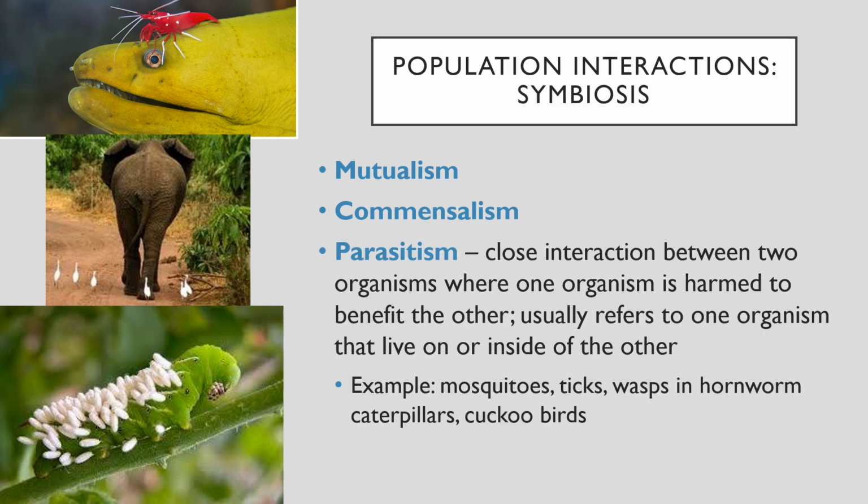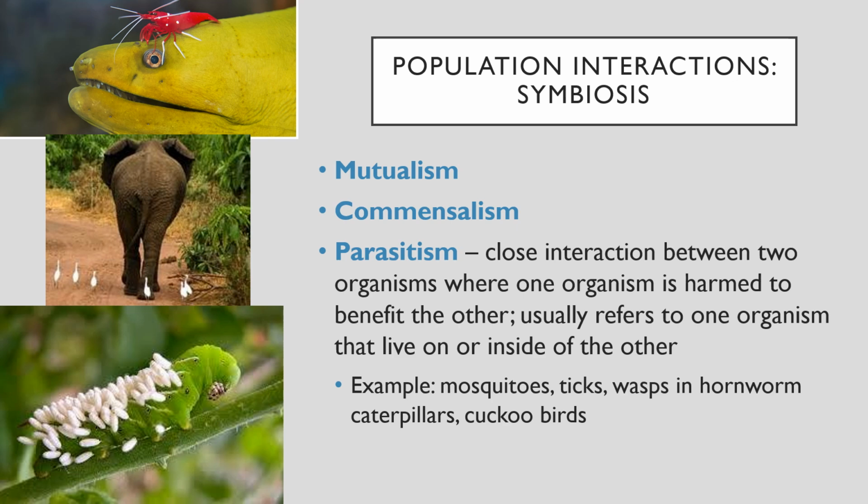The last example here is parasitism, which is a close interaction where one organism is harmed by the other to benefit that other one. So usually when we talk about parasitism, a bunch of students have said, okay, isn't that like predation, where the wolf is eating the elk? No, not exactly. This is more a living together situation, where the wolf is slowly picking off pieces of the elk, and that doesn't really work. So that's why the elk and the wolf, that's a predator-prey relationship.